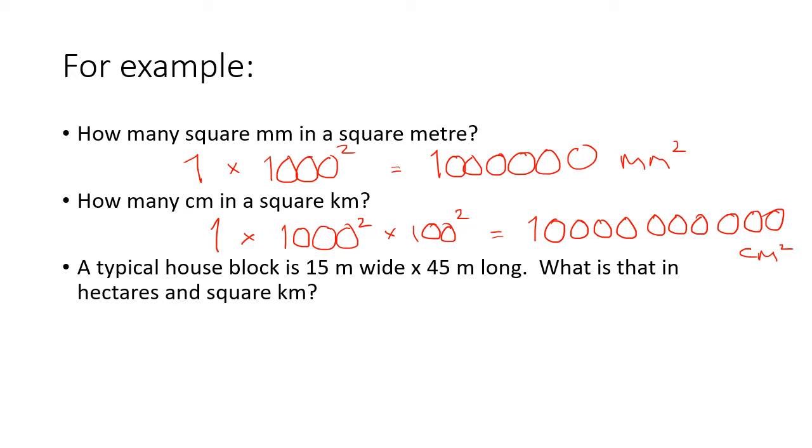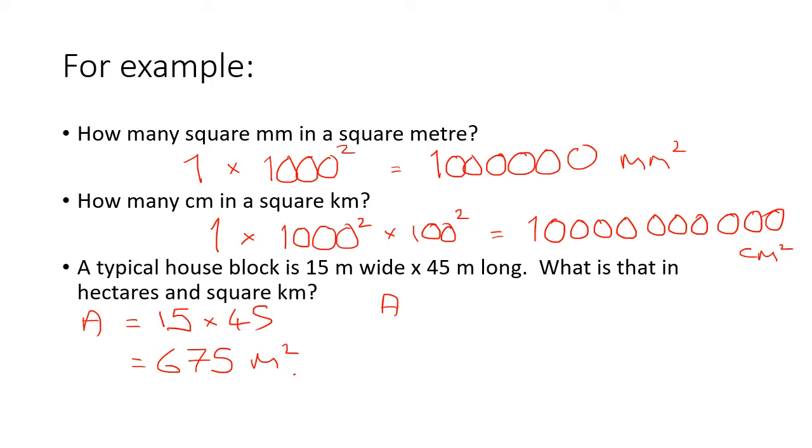Then we might need to think about some questions where we've got to do some calculations and convert as well. A typical house block is 15 metres wide by 45 metres long. What is that in hectares and square kilometres? My first step would be multiplying my lengths to find out what the area is. So I'm going to go 15 times 45, which is 675 square metres. Then I've got to convert this into hectares and square kilometres.